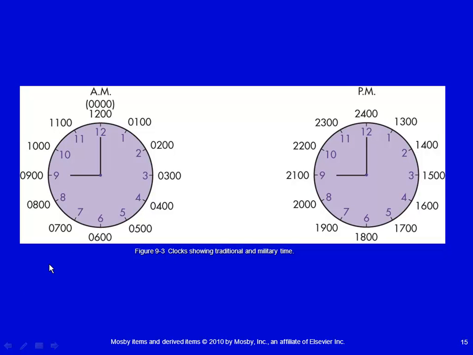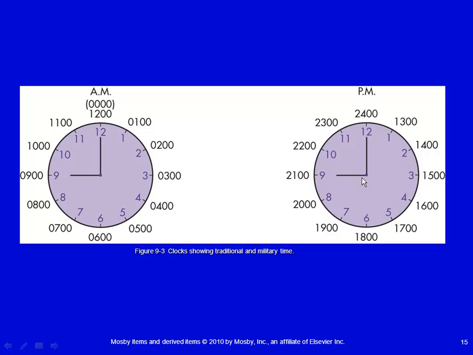When we look at the face of the clock, you can see that at 9 a.m. it is 0900. At 10 a.m. it is 1000. At 11 a.m. it is 1100. Midnight is 0000. 1200 is noon. 2 a.m. is 0200. 5 a.m. is 0500.